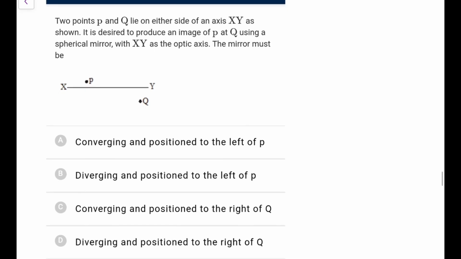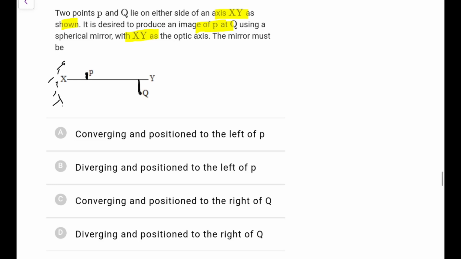Two points lie on either side of the axis as shown. It is desired to produce an image of P at Q using a spherical mirror with XY as the optical axis. The mirror must be? If this is the axis, this height is coming out more, so this would be an enlarged image, and it is a real image because it would be inverted. So we have to place a concave mirror here somewhere. It is a converging mirror positioned to the left of P. Go for option A, that would be the answer here.